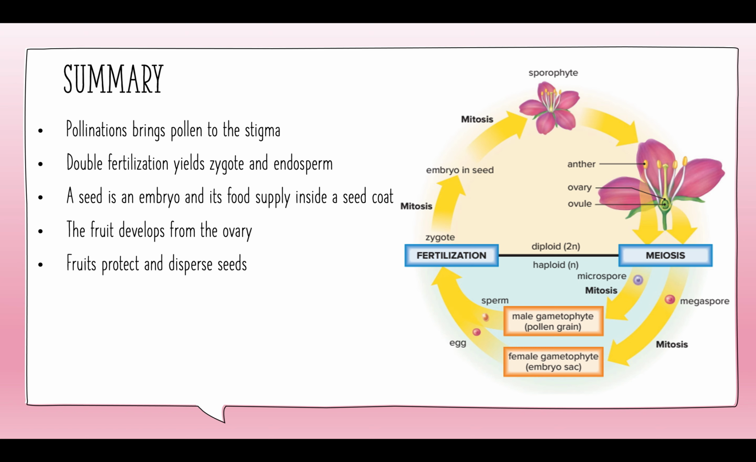Next, the fruit develops from the ovary. After fertilization, the ovary develops into a fruit. And lastly, fruits protect and disperse seeds. The fruit protects the seeds and aids in dispersal, and animals, wind, and water disperse these seeds to new habitats.